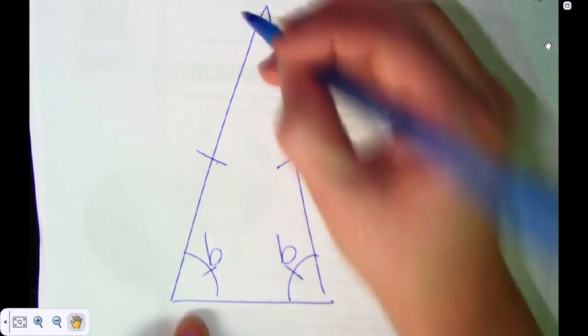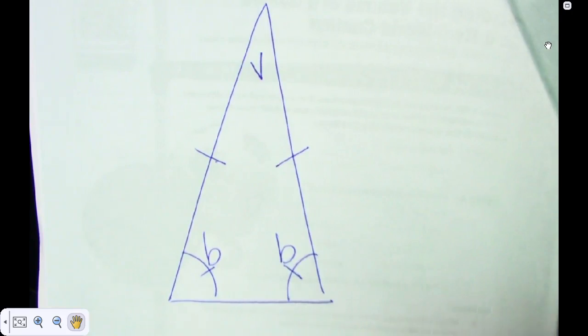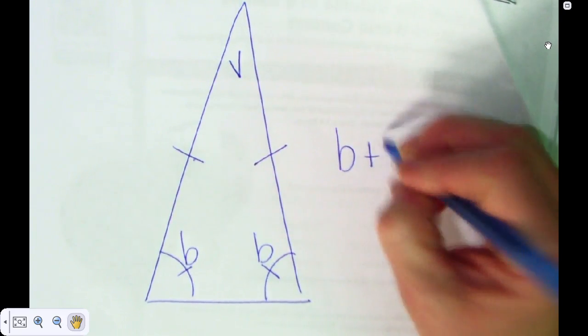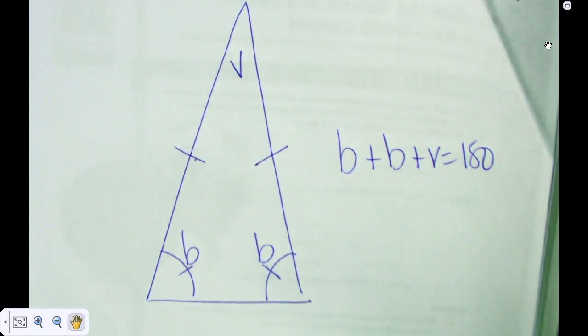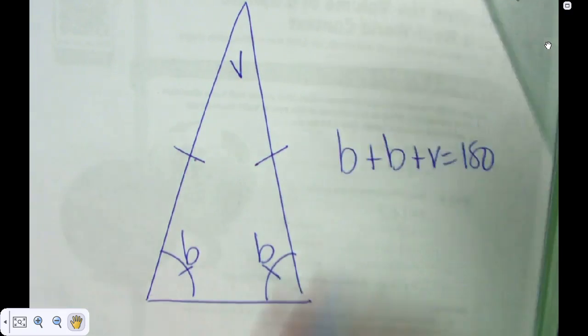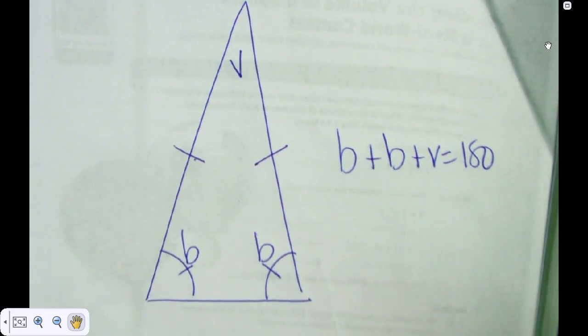Okay? This is called the vertex angle at the top. What do you know about all three of these angles? They have to equal 180. Is everybody with me so far? Can I solve this to get B or V as is? No, sorry. No. I got two different letters.